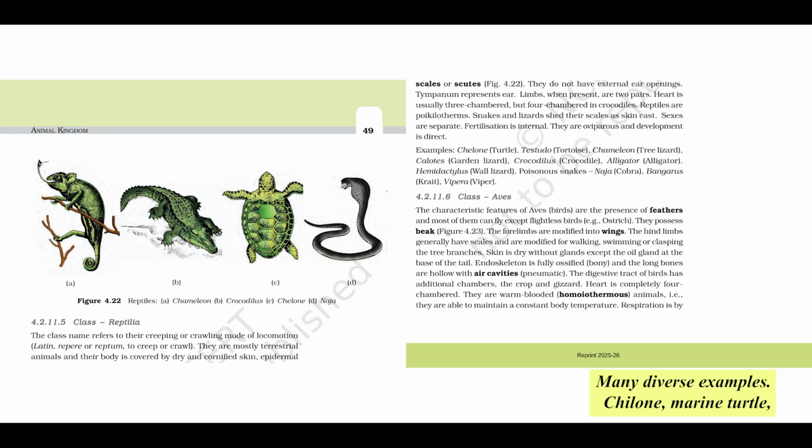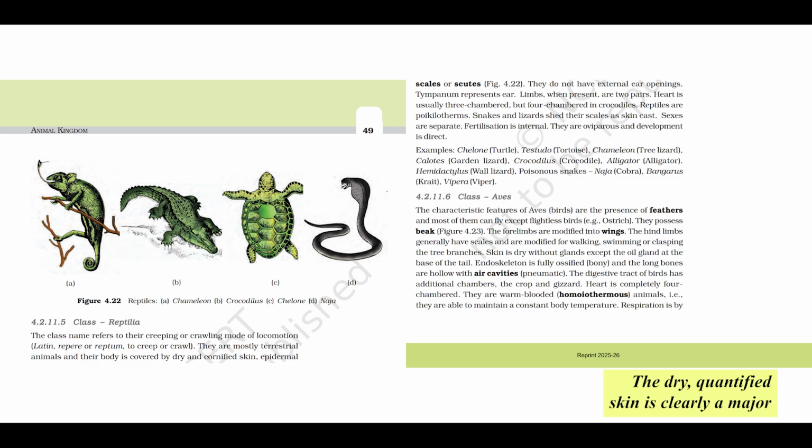Examples. Many diverse examples. Chelone, marine turtle, Testudo, tortoise, Chamaeleon, tree lizard, Calotes, garden lizard, Hemidactylus, wall lizard, Crocodilus, crocodile, alligator, and the snakes, Naja, cobra, Bungarus, krait, Vipera, viper, which are poisonous, also non-poisonous snakes like python.